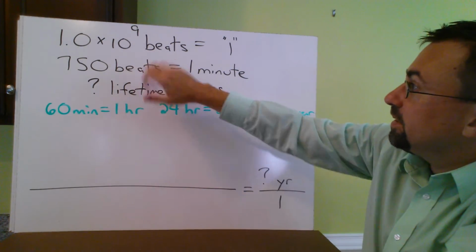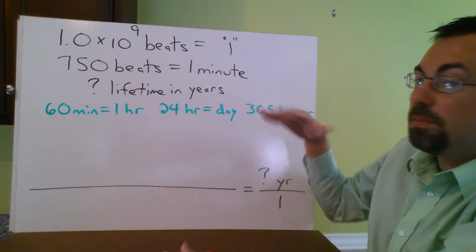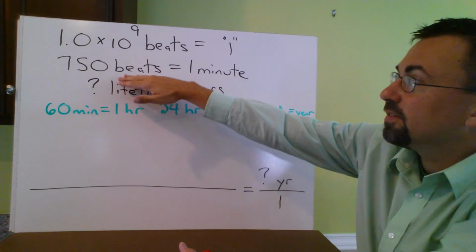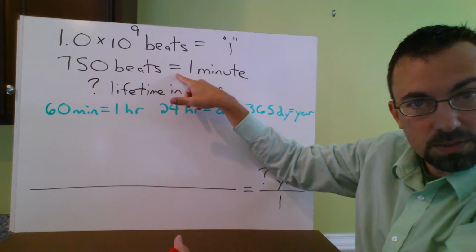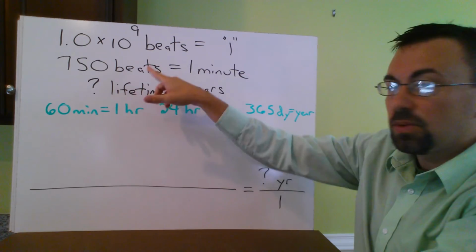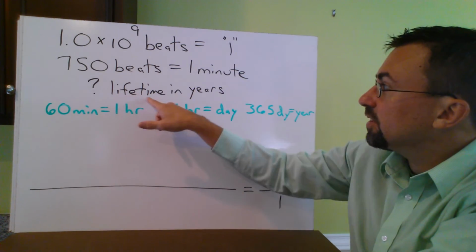Okay, so we have 1 billion beats, 750 beats per minute. That means every minute there's 750 beats, or every 750 beats there's a minute. So this is kind of a true equality for the way the problem's set up. And I want you to think about it that way as well. And then we're looking for the lifespan in years.